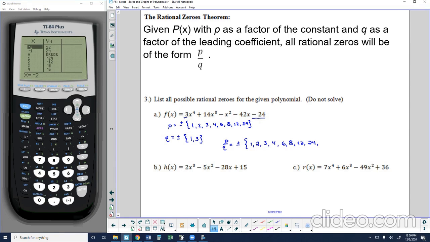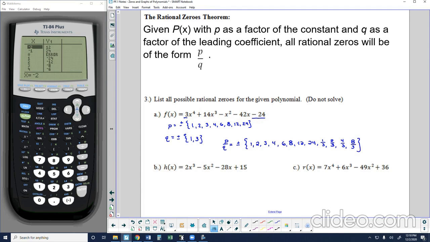Then all of these numbers over 3. So 1 over 3, which is just 1/3. 2 over 3, which is 2/3. 3 over 3 is just the same as 1, so I'm not going to rewrite that one. 4 over 3. 6 over 3 is 2. I already have that in my list, so I'm not going to rewrite that. 8 over 3. 12 over 3 is 4. That's already in the list. I don't need to rewrite it. And 24 over 3 is 8. That's in the list. I don't need to write it.